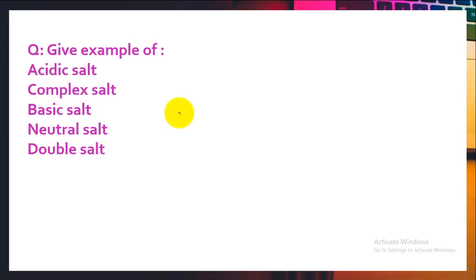Another question we have is, give examples of acidic salt, complex salt, basic salt, neutral salt, and double salt. Acidic salt is like NH4Cl. So ammonium chloride is an example of acidic salt. If we talk about the complex salt, we have already discussed few examples. Let's take this example, potassium ferrocyanide. So this is K4, Fe is the central metal atom, (CN)6. So it's potassium ferrocyanide.